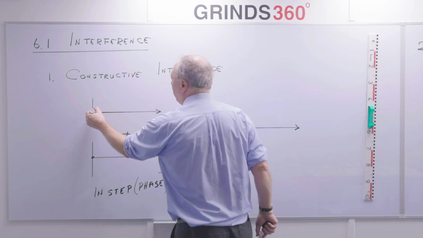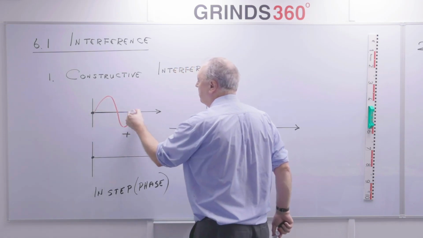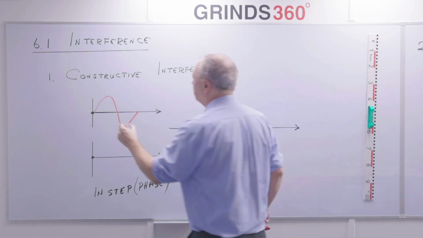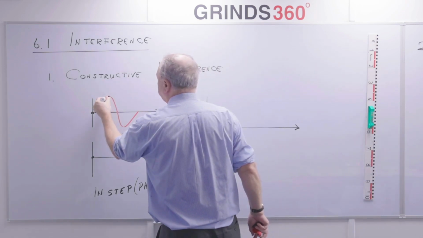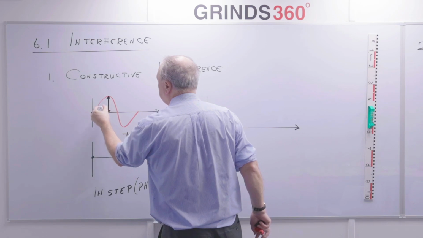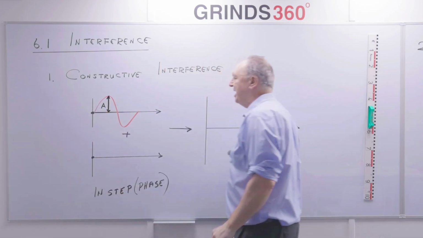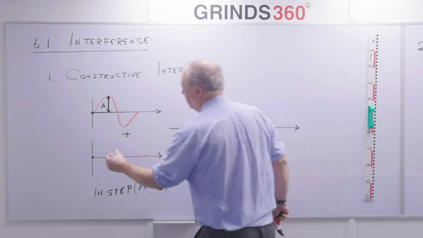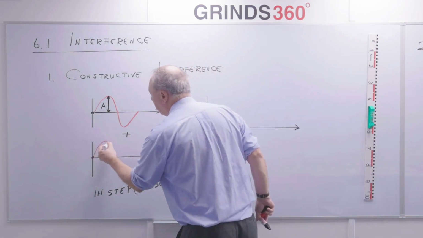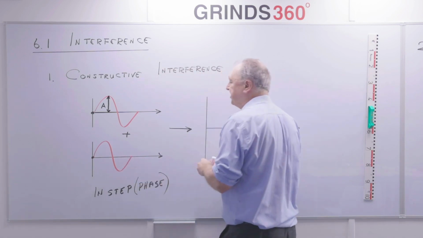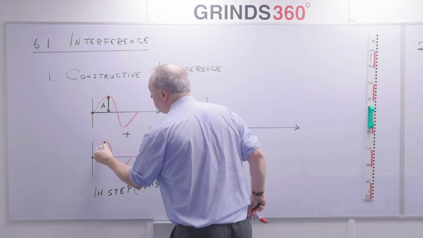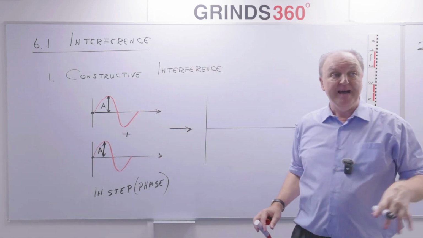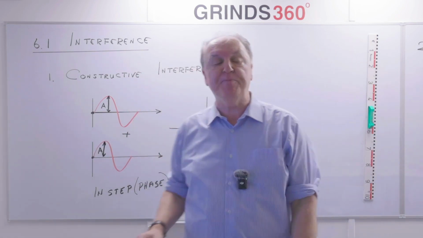So let me take an example of a wave. So here's my wave. You can see what the amplitude is. That's the height of the wave. So from the central position right up to the crest or down to the trough, there's my amplitude A. Now I'm going to take an identical wave, starting in the same place. It's got the same amplitude. They're starting in step.